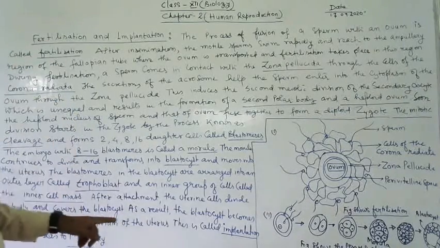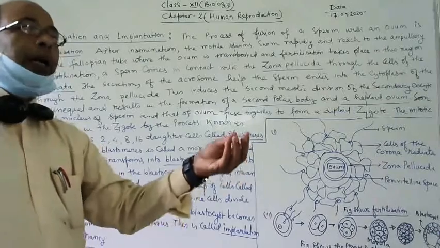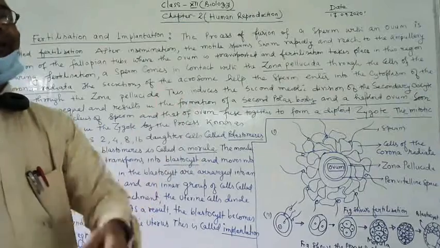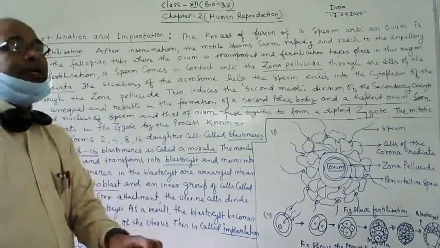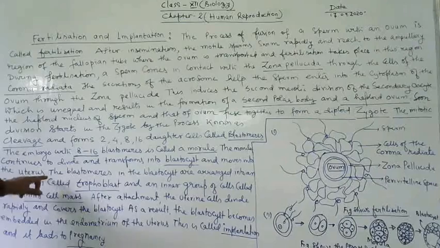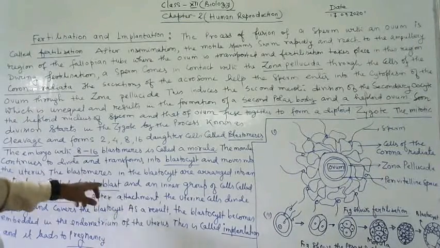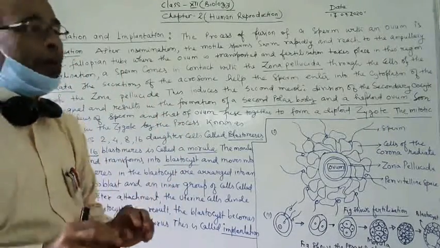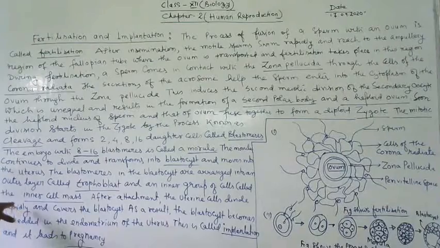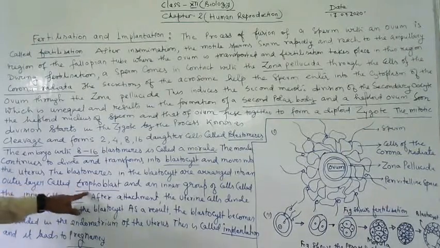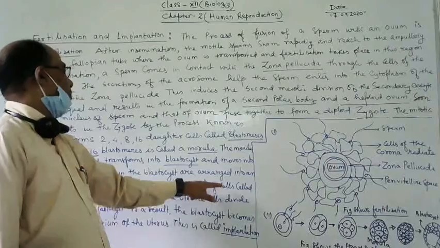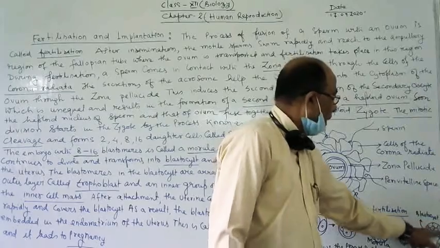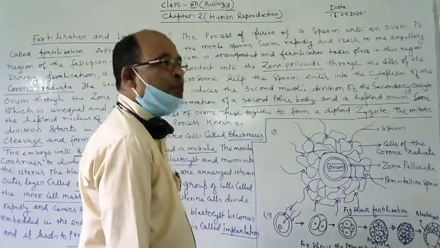Then again, from the ampullary region it comes to the isthmus, and from the isthmus it directly starts to enter the uterus for implantation. At that time, the blastomeres and the blastocyst are arranged in a two-part structure: the outer cell layer and the inner cell mass. The outer layer is known as the trophoblast, and the inner group of cells is the inner cell mass.